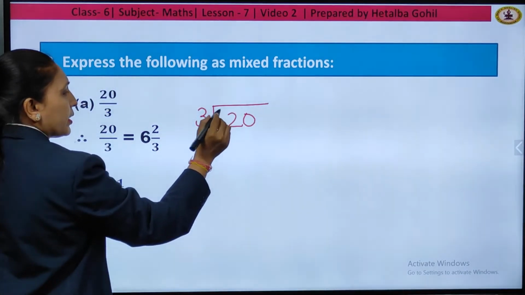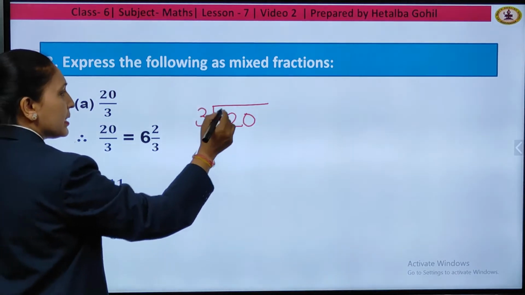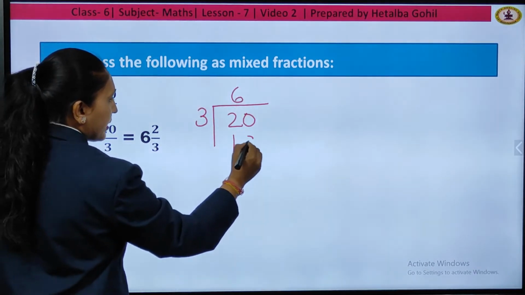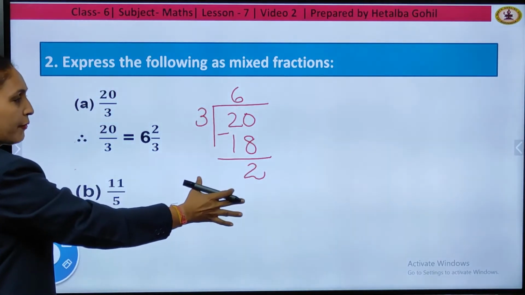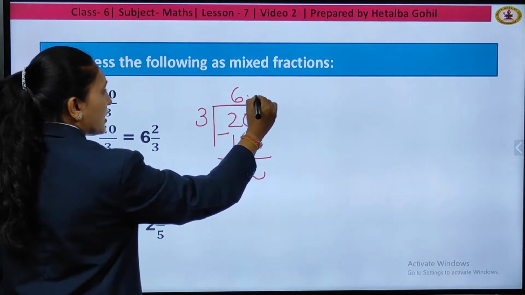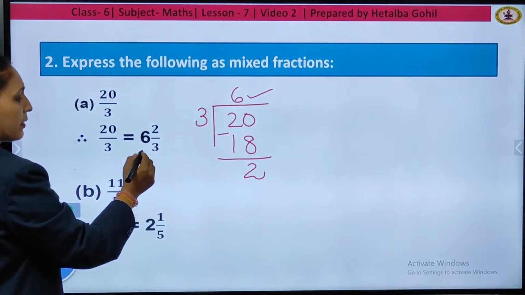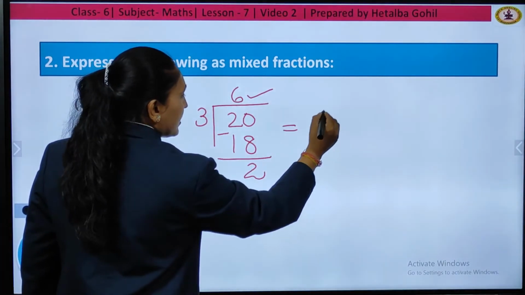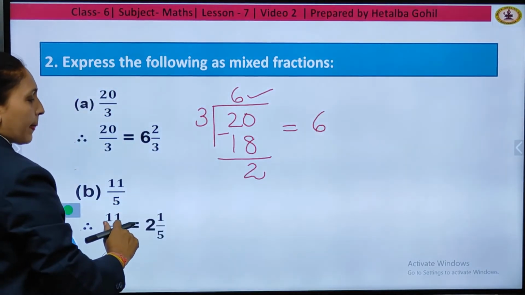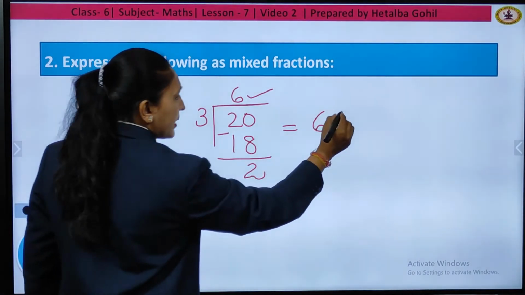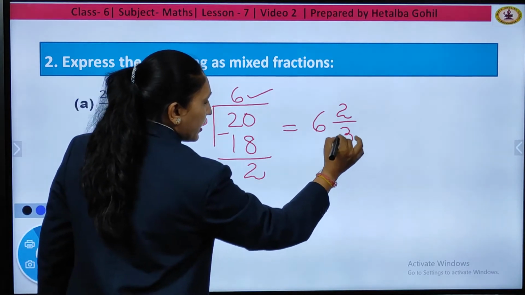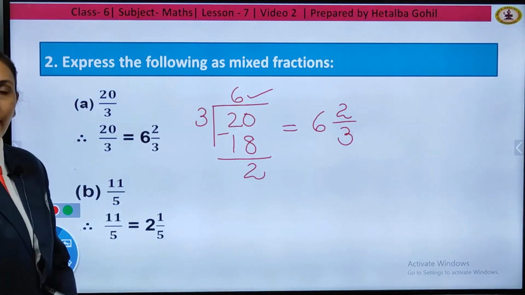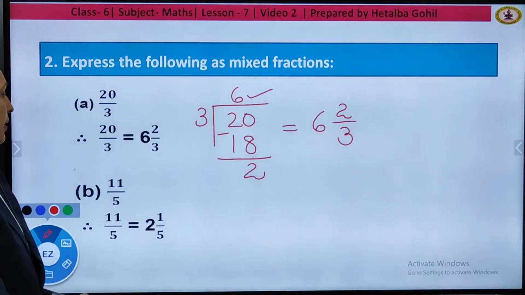3 1s are 3, 3 2s are 6. You can go with the tables. 3 6s are 18. Okay. When you subtract, you get 2. Now this is after dividing. The 6 will be the quotient. You have to write your answer: 6, the quotient, you write first. The remainder you write in the numerator, and the divisor, that is 3, you put in the denominator. So this is the way we have to solve the sums.